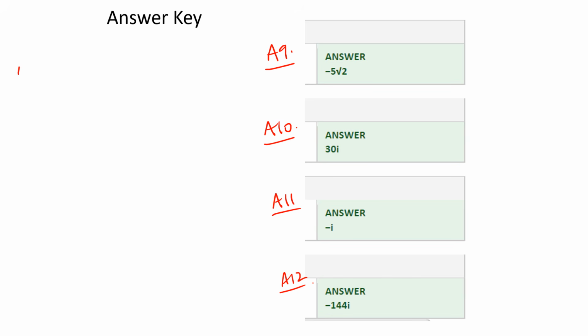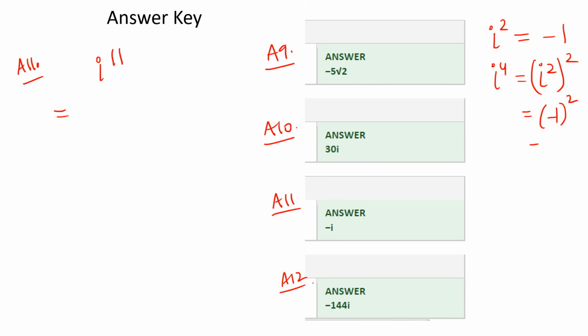Let me quickly solve a few of them. So answer 11 I'm doing. Question 11 was i to the power 11. Now see, one thing I want to tell you. If I want to find the value of i to the power 11, how do I do it? For that, I will use the fact that i squared is -1. So if I try to do i to the power 4, for example, i squared whole squared means -1 whole squared, so it is +1. So remember, i to the power 4 will always give you 1. So the period of iota is 4. After power 4, it will repeat. So how can I break 11?